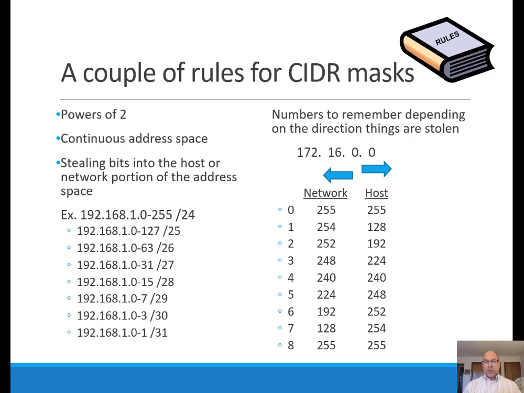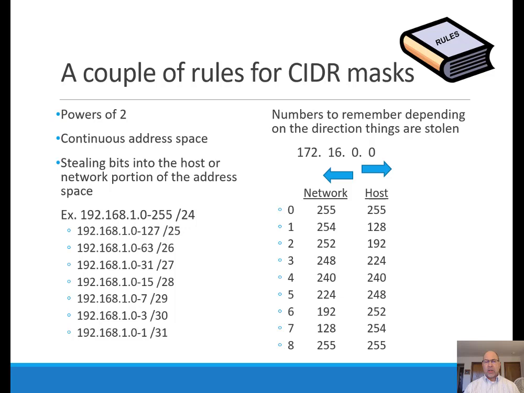It's not only powers of 2 for 2 networks, 4 networks, 8 networks, 16, but also the number of hosts in that particular address space is based on a power of 2. So we see 128, then 64, and 32. All of those are powers of 2.